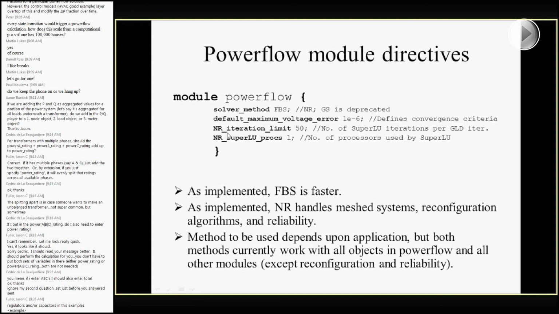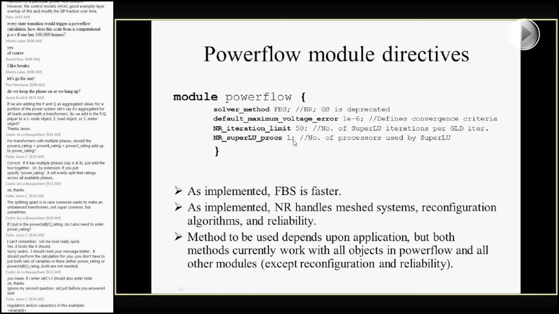The NR iteration limit and NR Super LU procs is a specific directive for the Newton-Raphson solver. Basically, Newton-Raphson has an internal iteration loop as well as the GridLAB-D iteration loop. So this NR iteration loop limit specifies the number of internal iterations that Super LU can do before it goes out to a GridLAB-D iteration. Honestly, most of the time, nobody will ever have to mess with this.